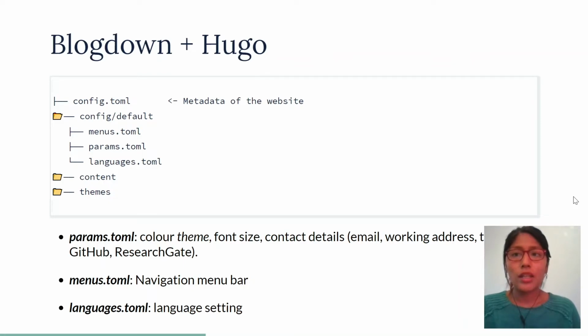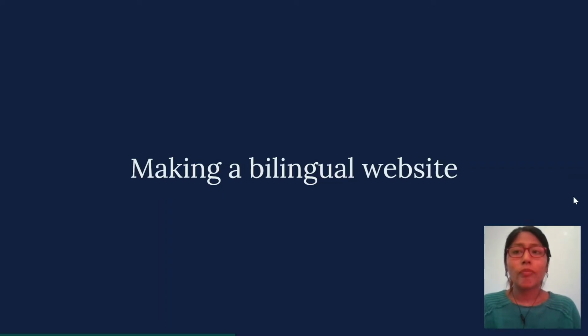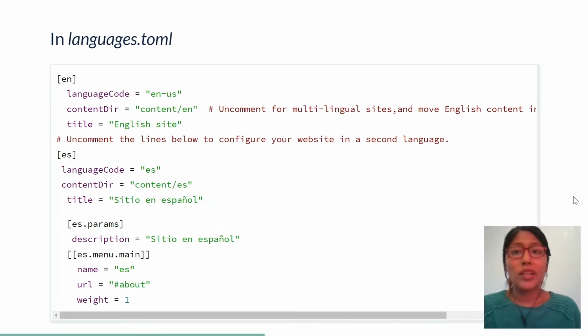And how to make your personal website multilingual? I'm going to show you an example of a bilingual website, English and Spanish. In languages.toml, you have to uncomment the lines for a second language to configure your website. Here we have the information about the English part, for example, the language code, where the content is located, and the title. Note that the abbreviations of the languages are predefined. So if you want a Portuguese website, for example, you need to check which is the correct abbreviation.